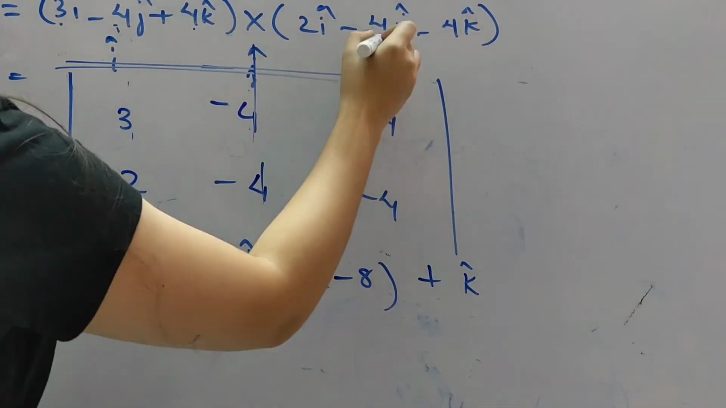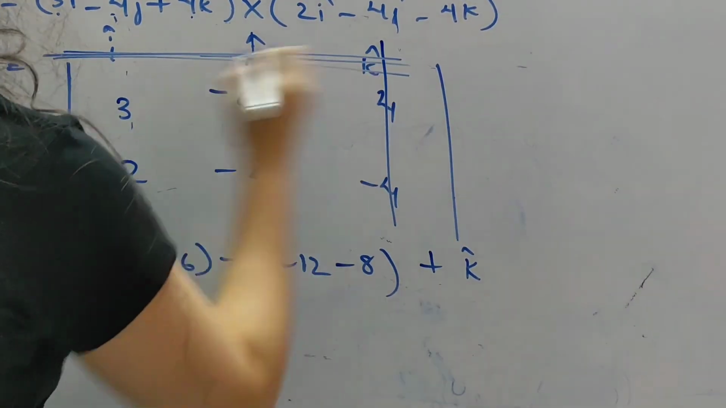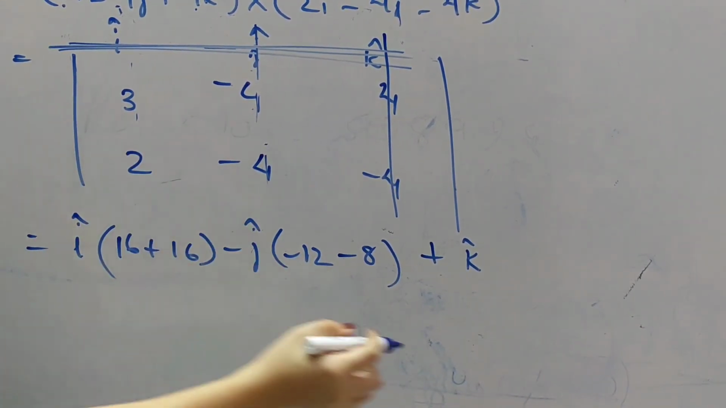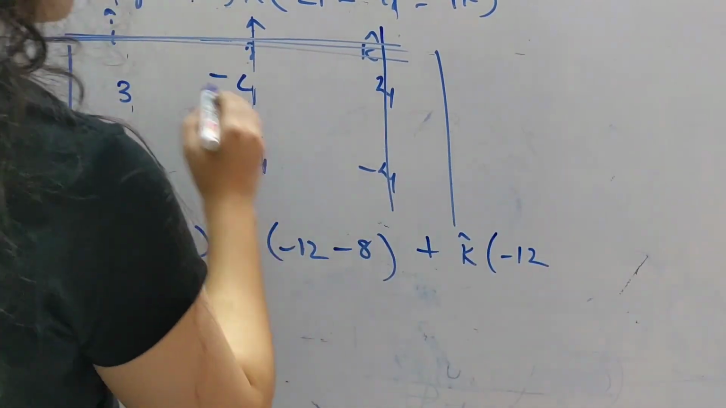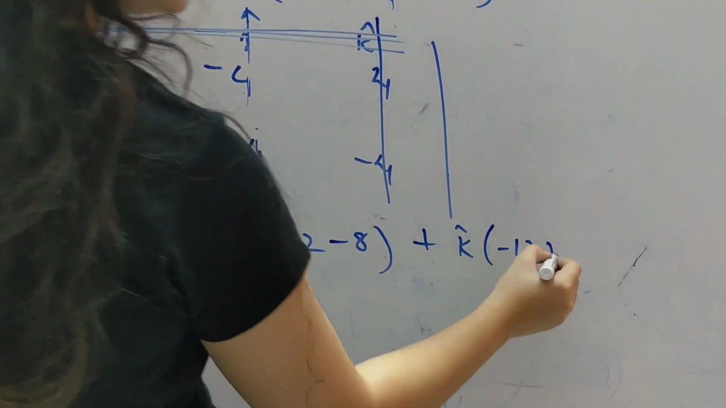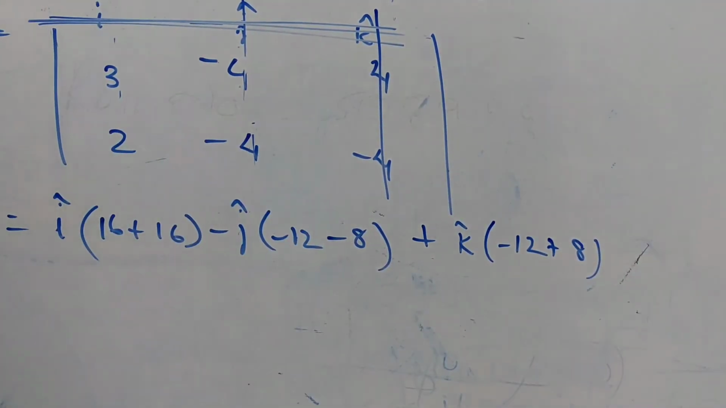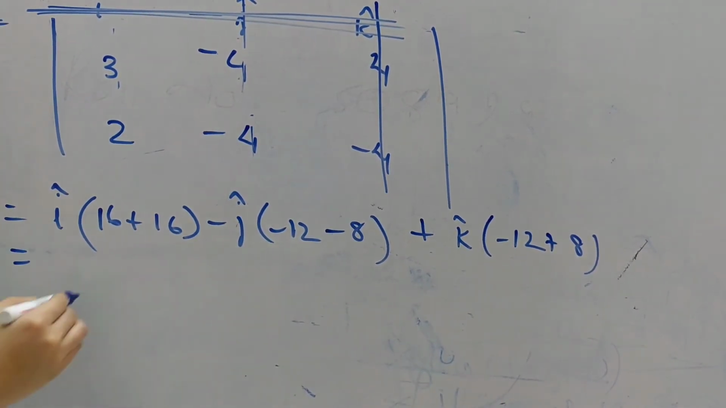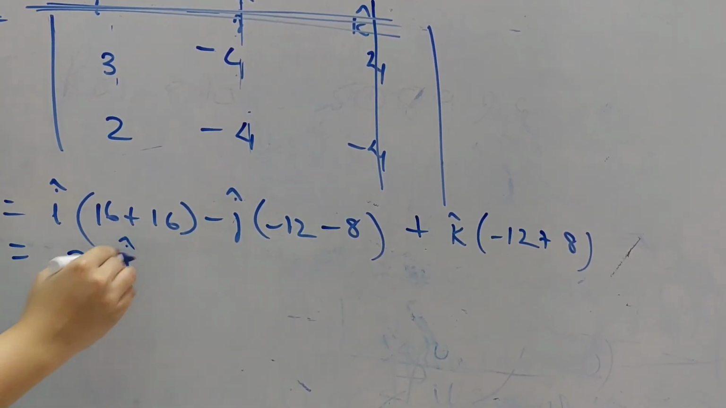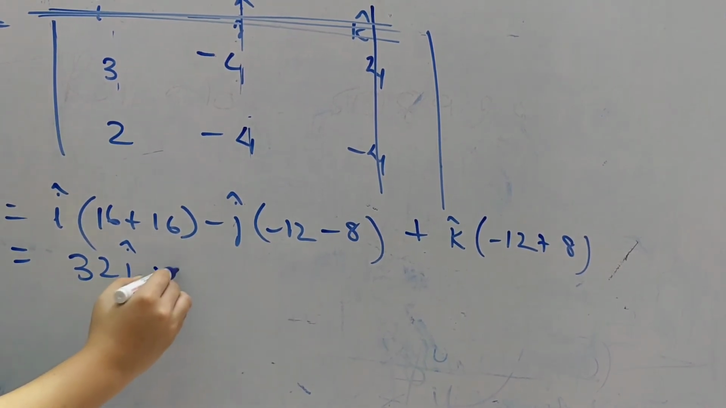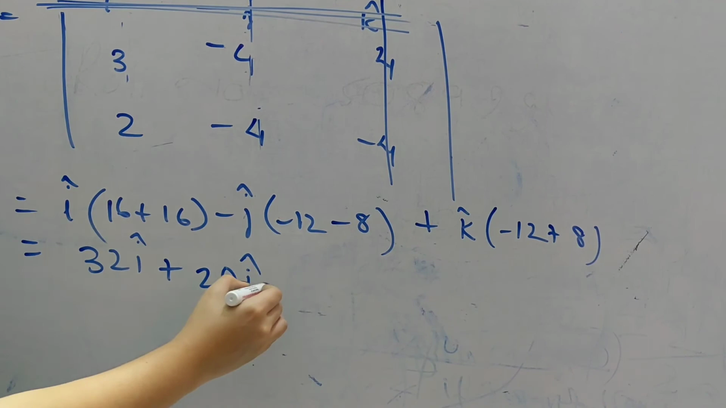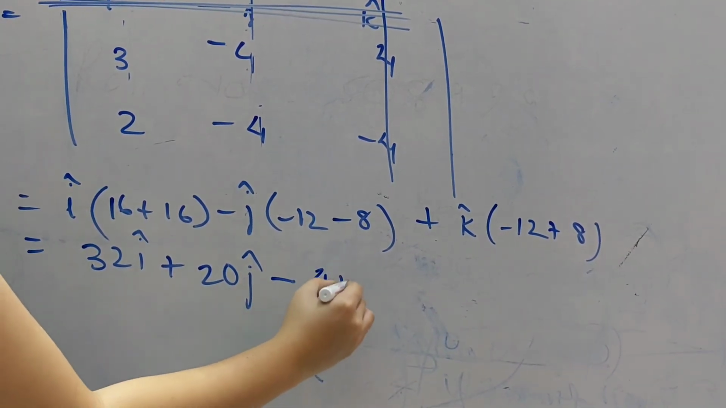Now for k cap we will cancel this column and this row. So we are left with only these 4 components. So 3 into minus 4 is minus 12. Minus of minus 8 is plus 8. 4 into minus 2. Minus 4 into 2. And now we get 32 I cap plus 20 j cap on simplification minus 4 k cap.